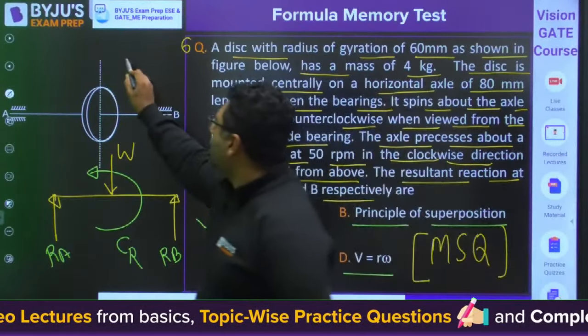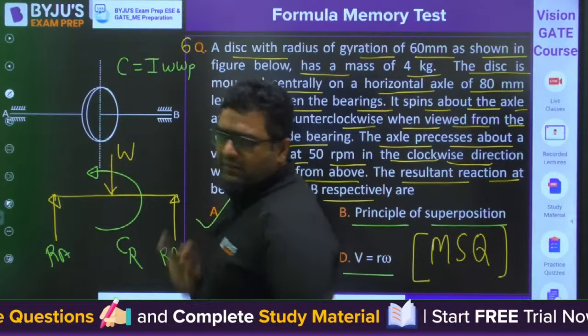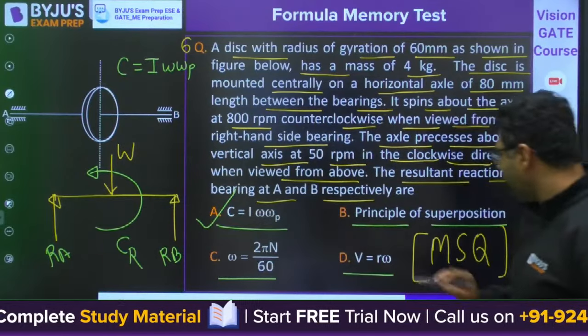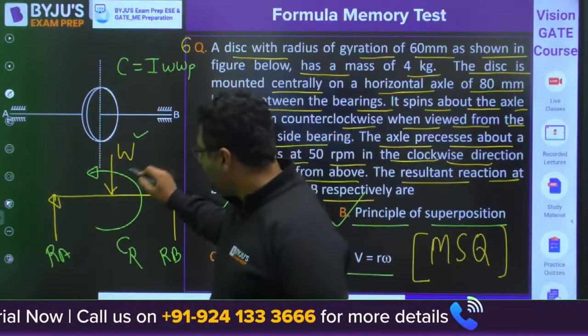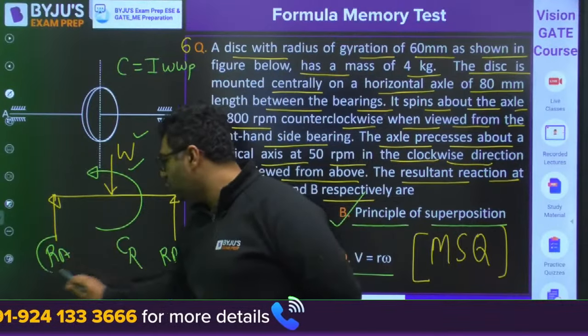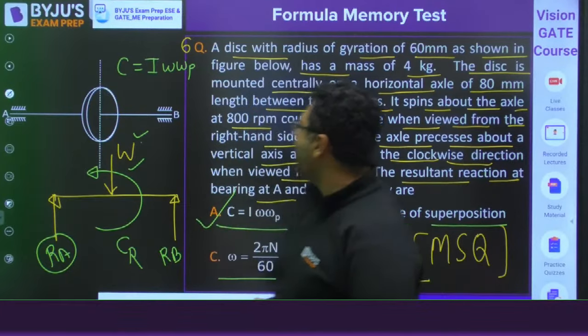To find out the couple, we will use I omega omega P. That is correct. Then, my dear, the principle of superposition will be used. Why? Because there is one force and one couple. When you find the support reactions, they will come because of both. So superposition will be utilized.